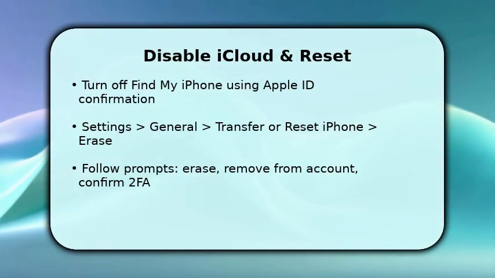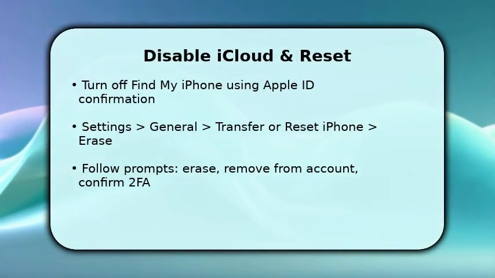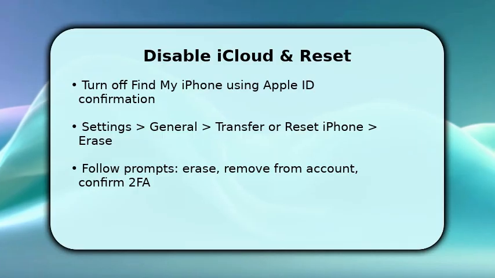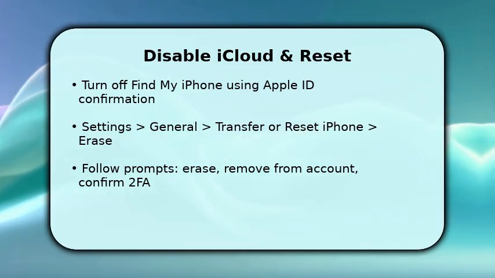You now disable Find My iPhone by entering your Apple ID and the 2FA code. That action removes activation lock risk.